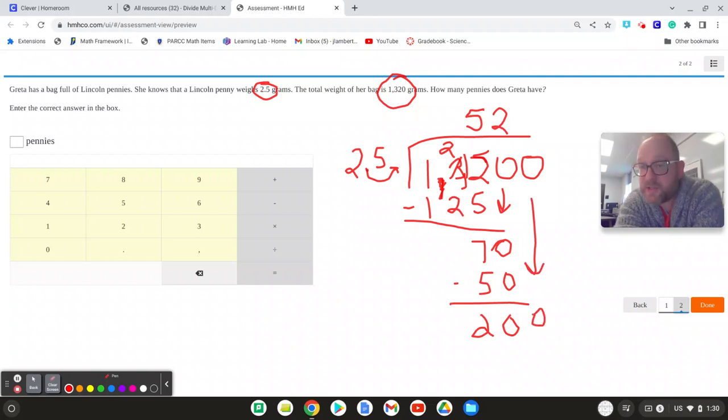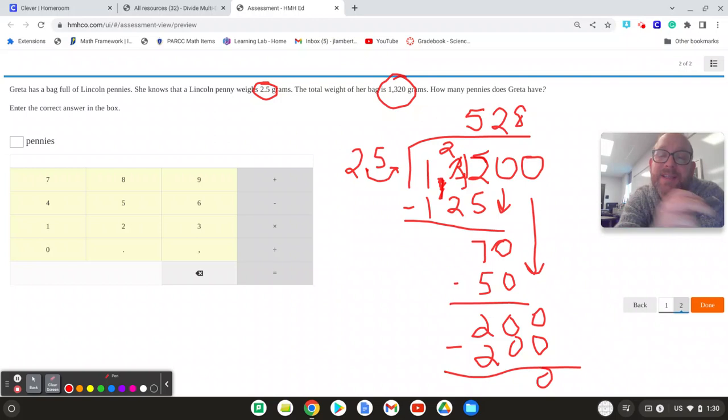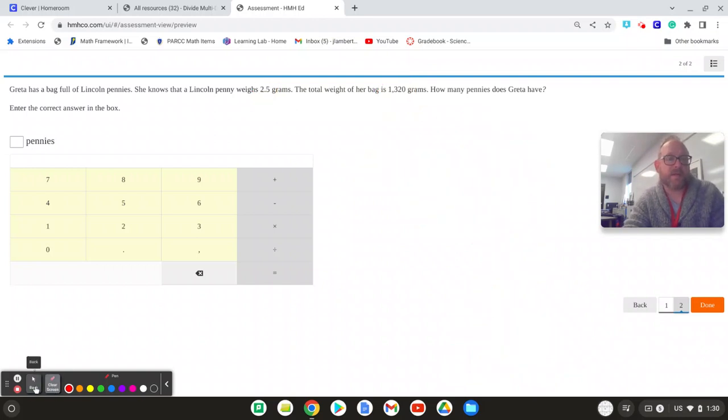Now, 25 into 200, that seems like a lot, but just think about how many quarters make up $2. If 4 quarters make $1, well, 8 quarters makes $2. There we go. Subtract it out. We get 0 left over. So your answer is going to be 528 because your decimal point now has moved to there. It's moved to there as well up top, but that's going to be after our 528. So 528 would be our answer. So we have 528 pennies. There you go. Boom. That's it.